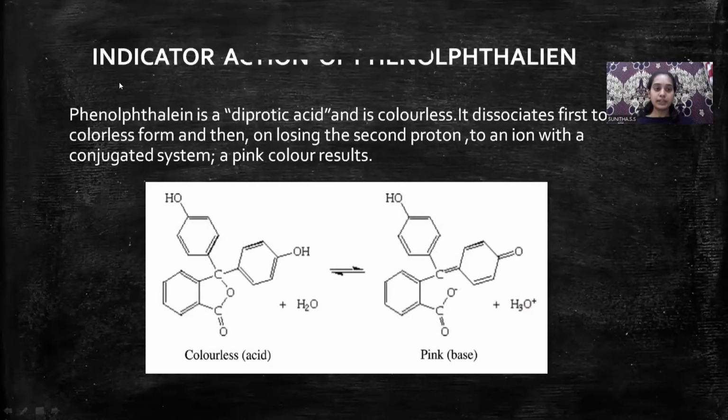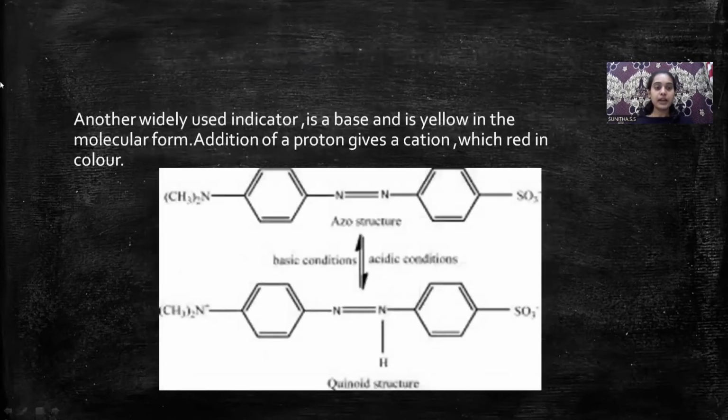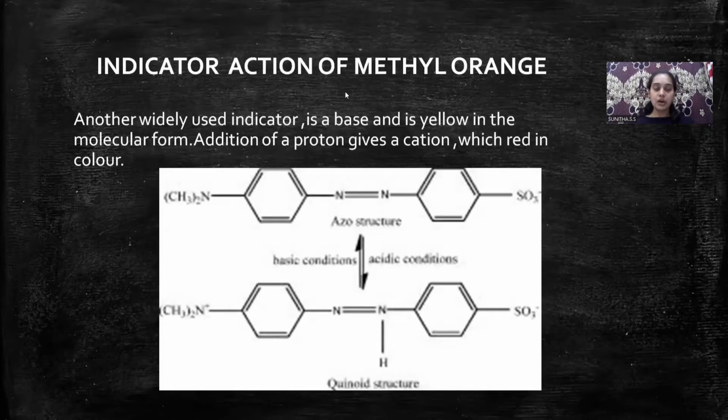Action of phenolphthalein indicator. Phenolphthalein is a diprotic acid and is colorless. It dissociates first to a colorless form, and then on losing the second proton to an ion with a conjugated system, a pink color results. And the action of methyl orange indicator. It is another widely used indicator and it is a base, and it is yellow in the molecular form. Addition of a proton gives a cation which is red in color.